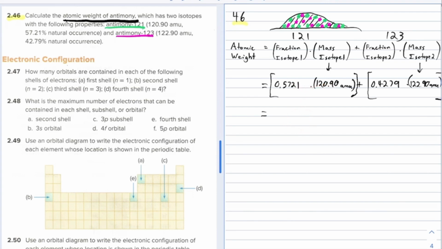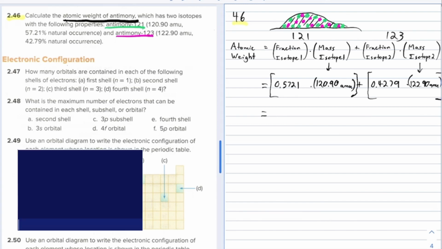Let me break out the calculator. Here it is. So 0.5721 times 120.90. And that's going to give us 69.16689. Now that should be rounded right there, because you got 4 sig figs, 5 sig figs. So you can round to 4, but we'll keep these extra digits because we still got to add this part. You never want to round until the very, very end.